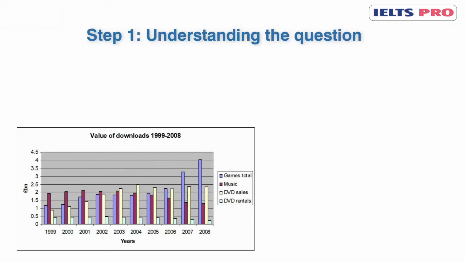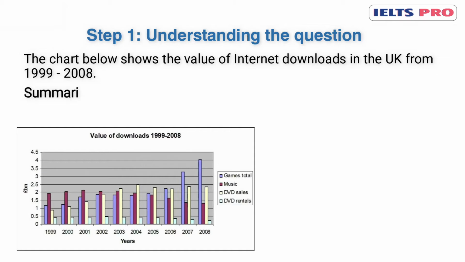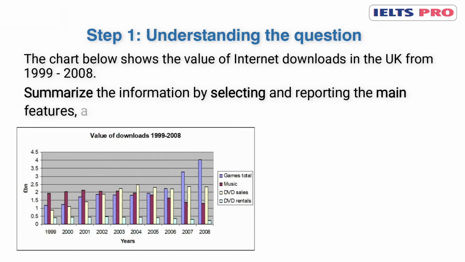Step 1. Understanding the question. The chart below shows the value of Internet downloads in the UK from 1999 to 2008. Summarize the information by selecting and reporting the main features, and make comparisons where relevant.